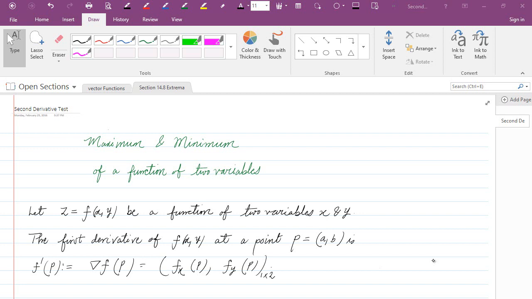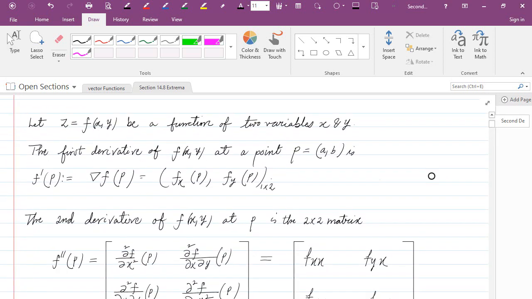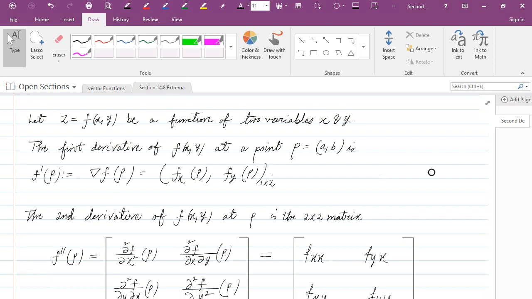All right, so we will be looking at the maximum and minimum values attained by a function of two variables. Let z equal f of x y be a function of two variables x and y.